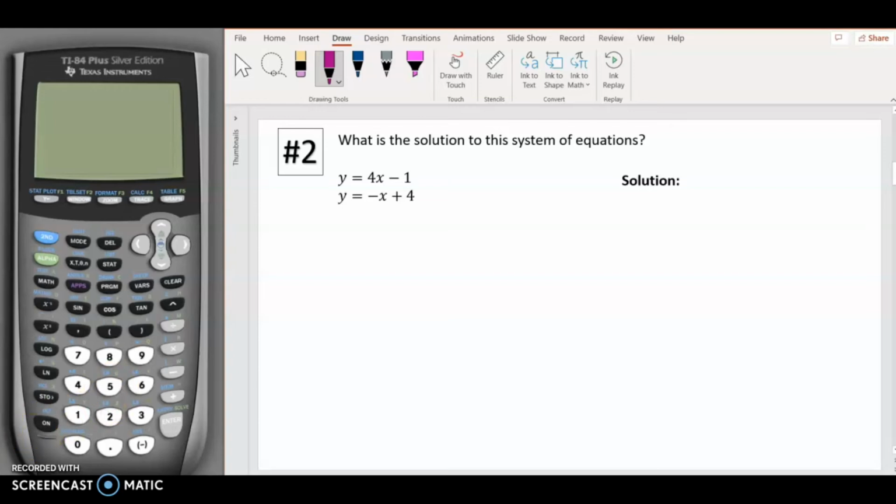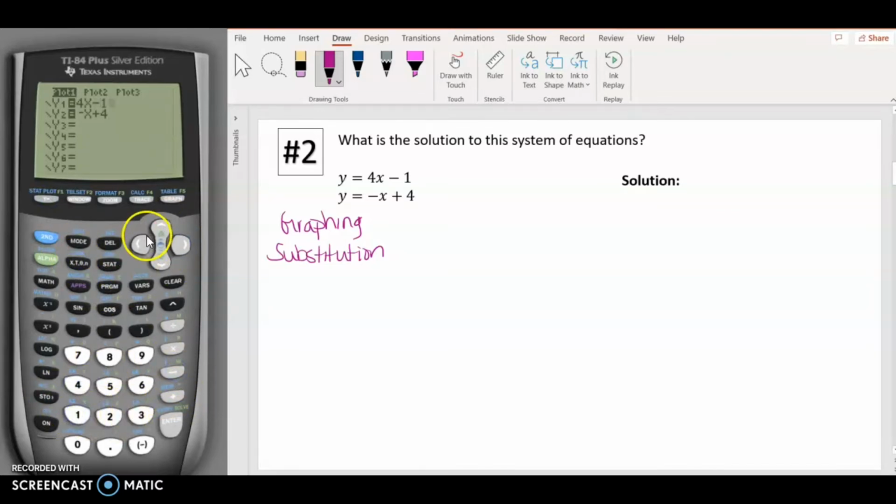We have y equals 4x minus 1 and y equals negative x plus 4. So based on how these equations are written, you can use graphing or you can use substitution in order to solve the system of equations. So if you want to use graphing, what you'll do is on your calculator, you'll go to y equals, and you'll have to enter both equations. So you enter 4x minus 1, and then we have negative x plus 4.